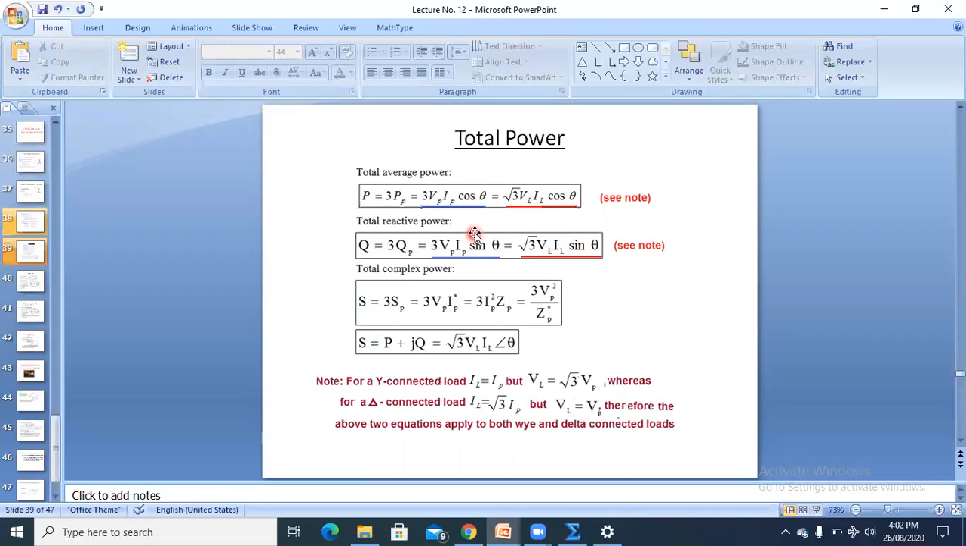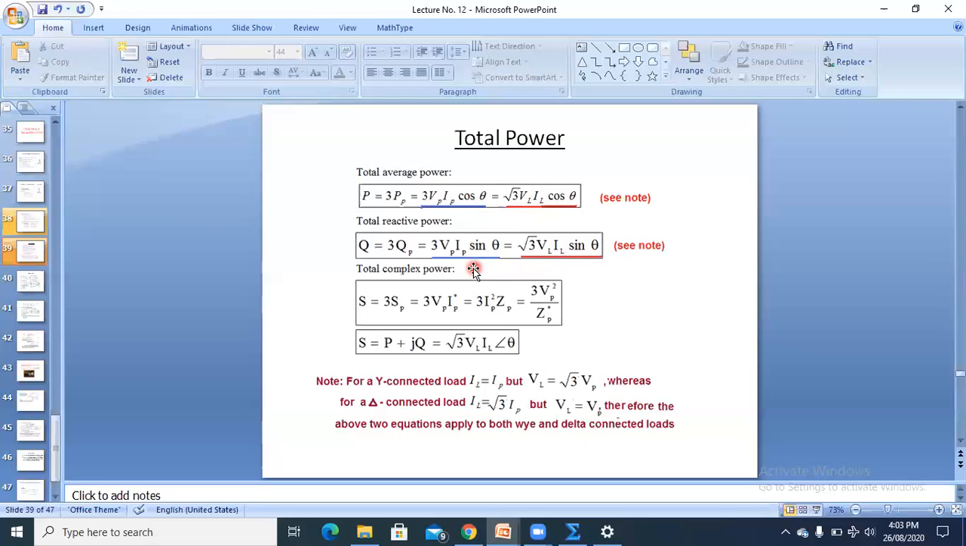Now we can have the delta connected load. In a delta connected load, the situation is otherwise: the I line is equal to root 3 I phase and V line is equal to V phase, and we have the same power in terms of line voltages. Similarly, we calculate the reactive power as root 3 V line I line sine theta.